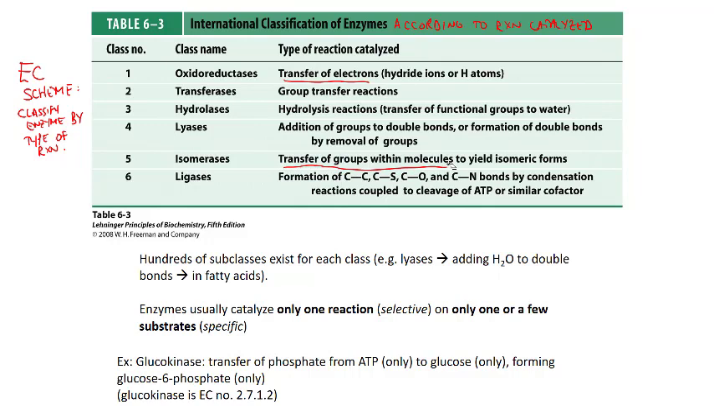And then underneath that, we have several different subclasses of enzymes. So for example, lyases, which are adding water to double bonds, right? A lyase adds a group to a double bond. So our subclass would be adding water to double bonds. And then a subclass would be in fatty acids. And then we could have probably a subclass, which would be in a particular fatty acid. Okay?